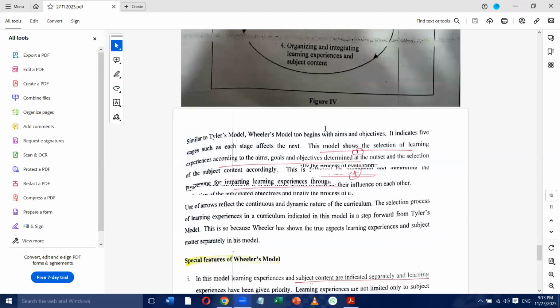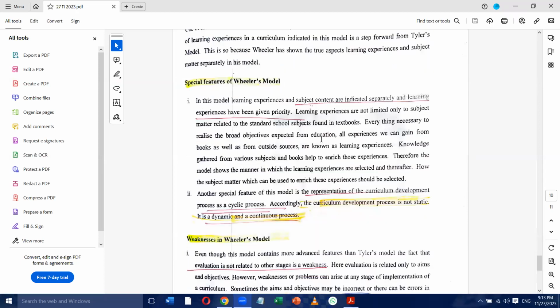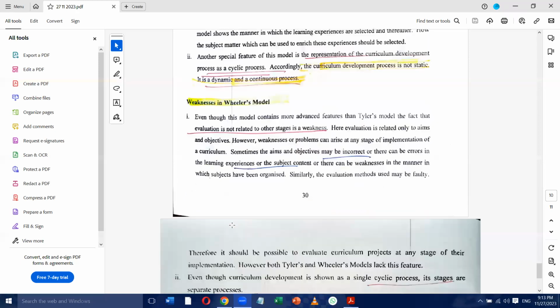In other words, we say that everything necessary to realize the broad aims is there. So that is the weakness. Here evaluation relates only to aims and objectives. However, weaknesses or problems can arise at any stage of implementation of a curriculum. You know that. Problems can arise at the implementation stage, the evaluation stage, or even when you decide the aims and objectives stage. At any stage, problems can arise.